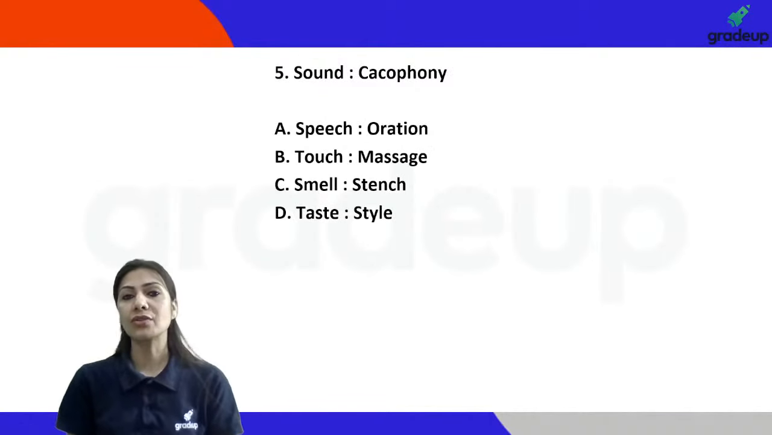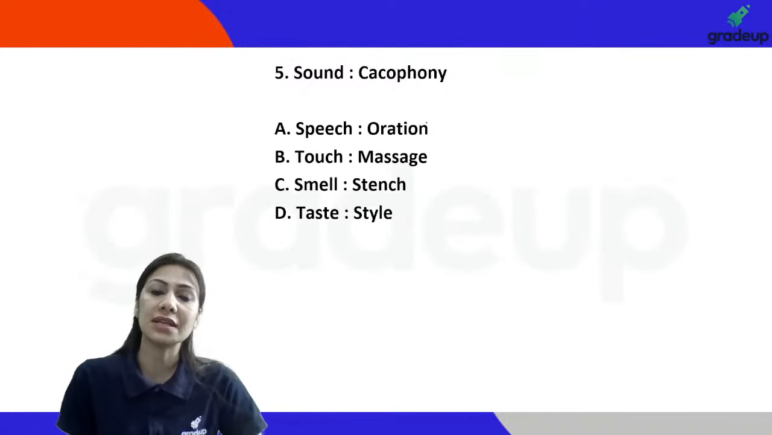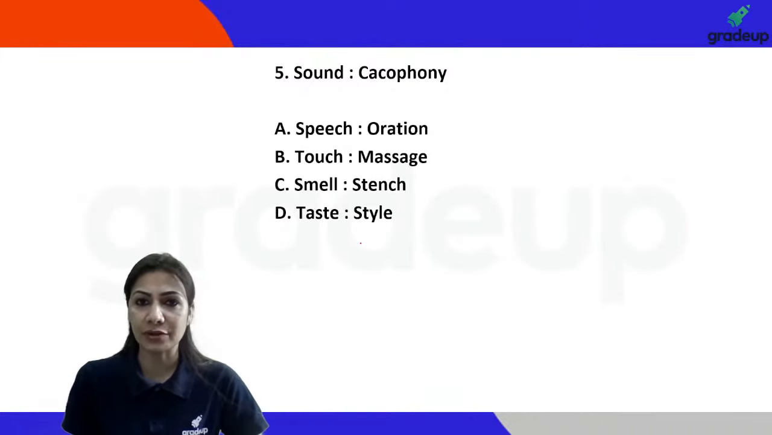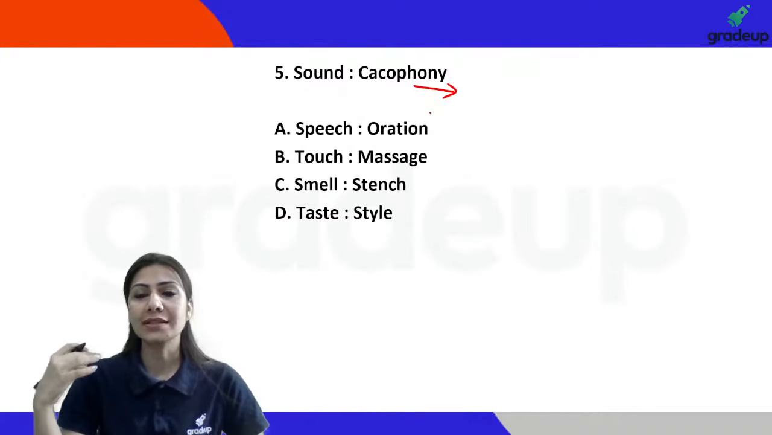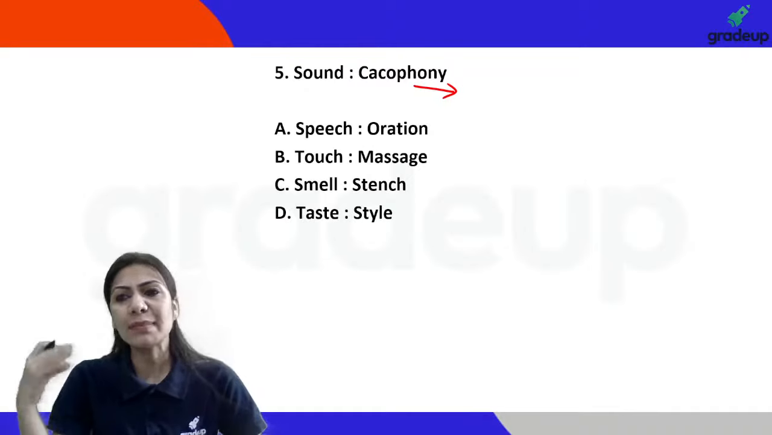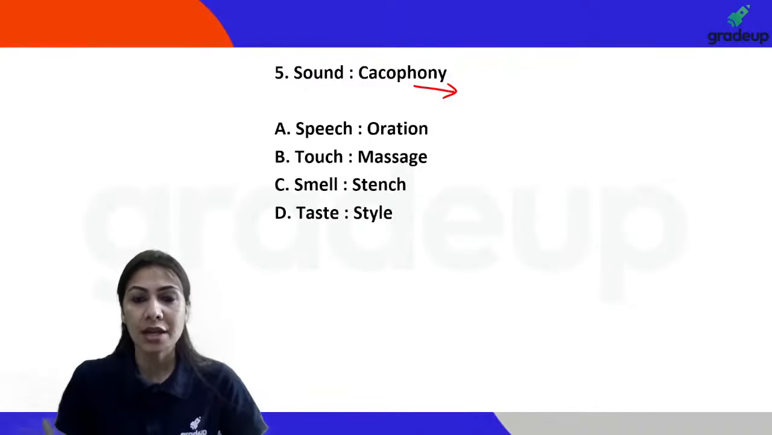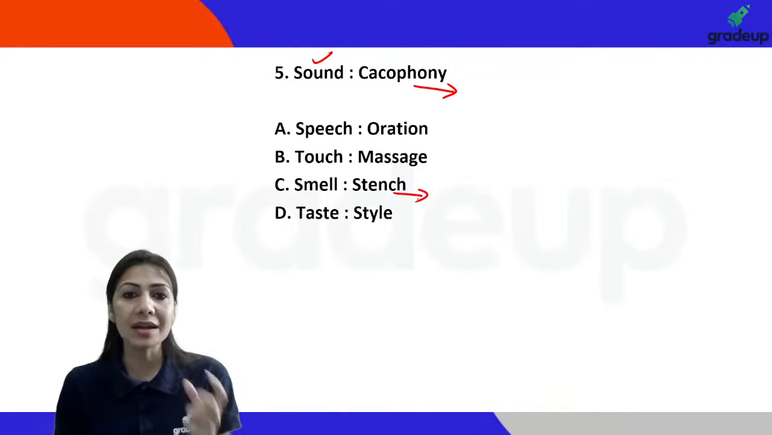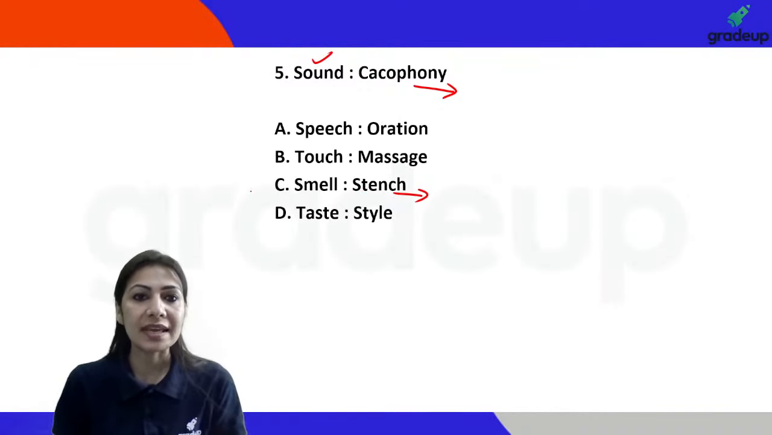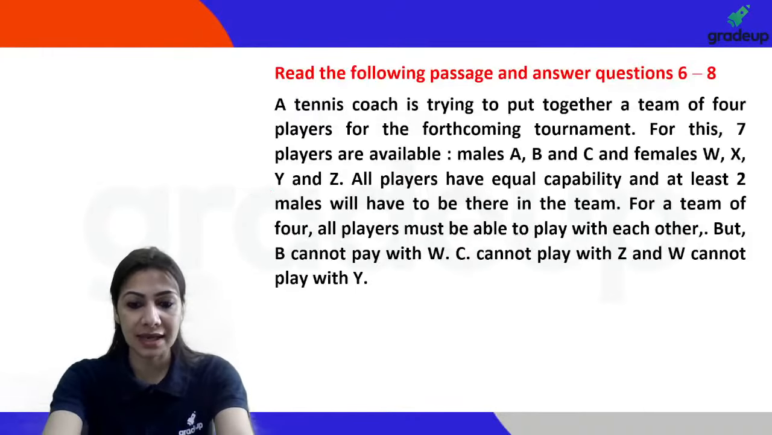Now let's talk about the very next question, question number 5. It says sound is to cacophony, then similar word. So what does this mean? This word means something which is an unpleasant sound, an irritating sound, right? So unpleasant sound, correct? So exactly, stench means what exactly? Unpleasant smell. The same analogy you can notice here in this option. So that is why it is the correct answer.